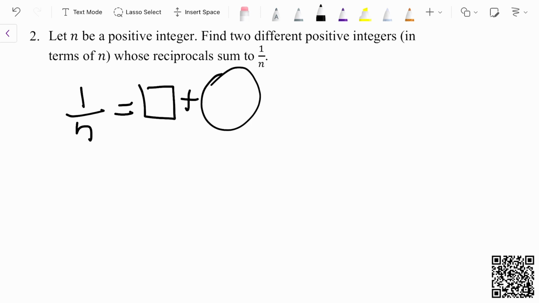So, this feels like Squid Game for some odd reason. Have you guys watched that? It's really violent. Anyway, so it's like 1 over n equals square plus circle, like the guards, you know?